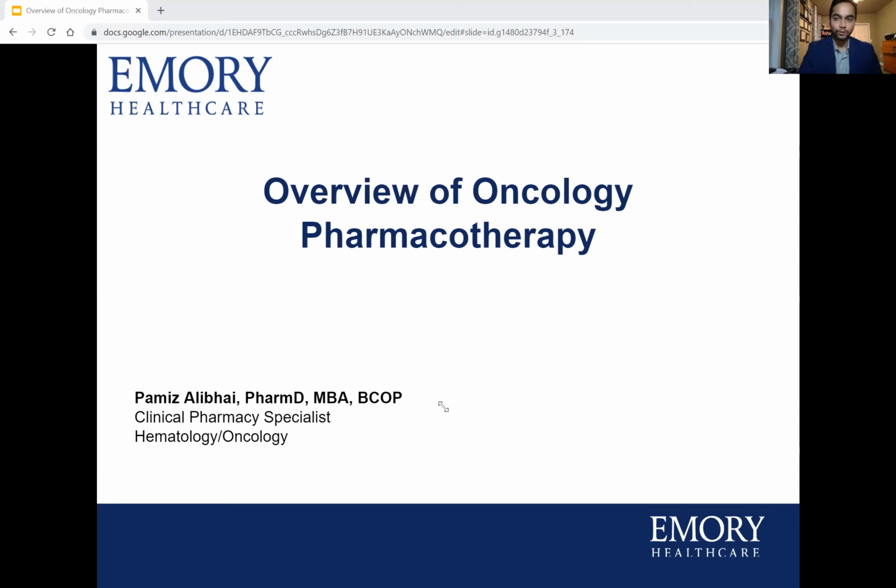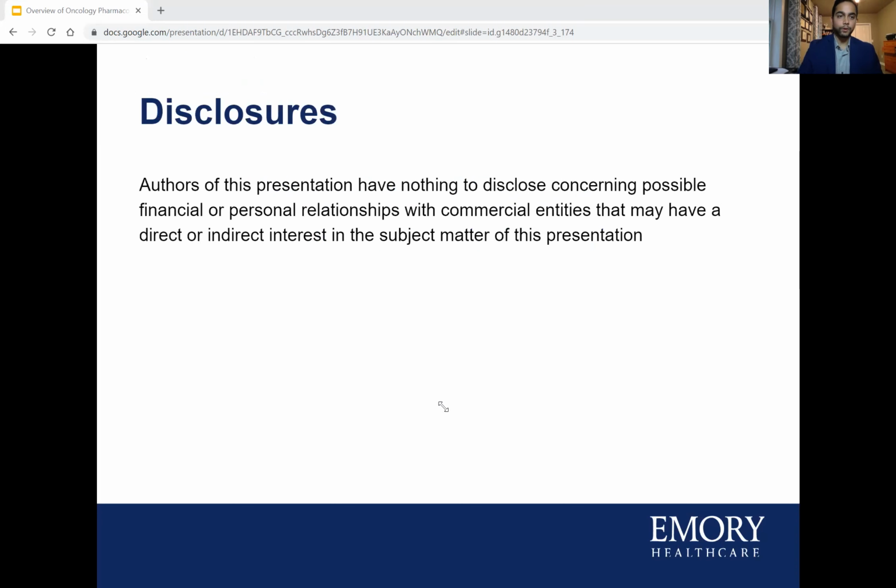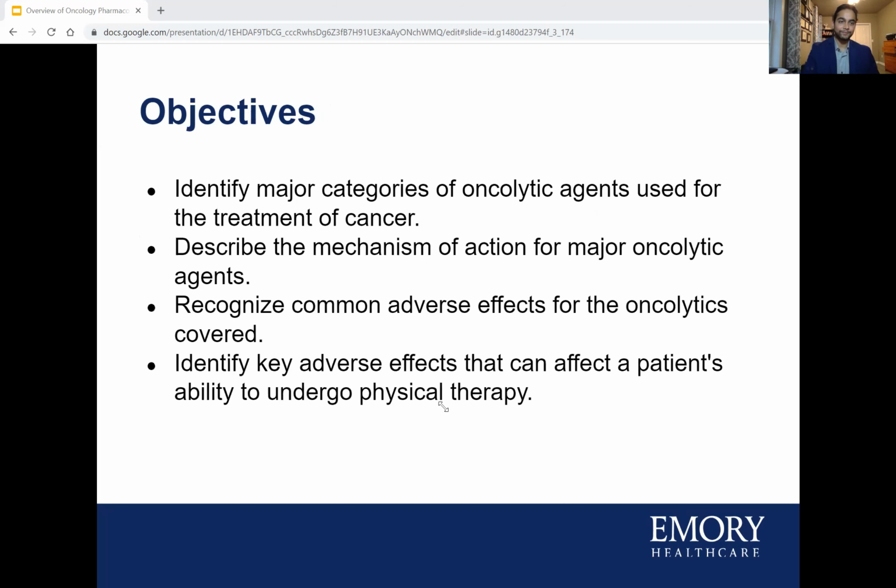I'm realizing that there's too many Emory logos on this slide. So starting off, I do not have any relevant conflicts of interest, unfortunately.